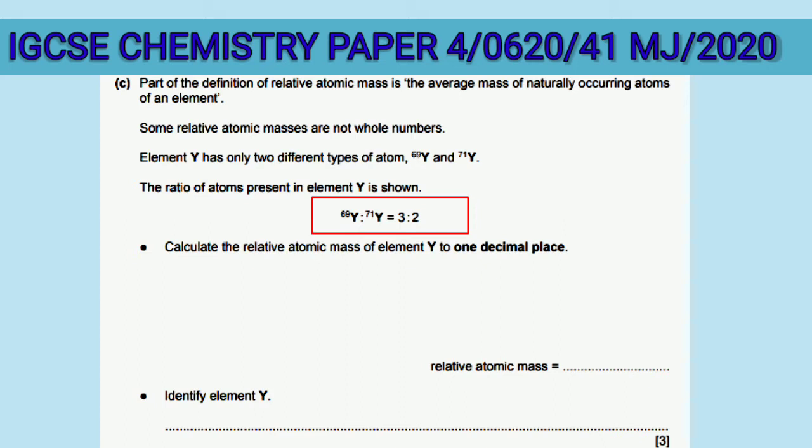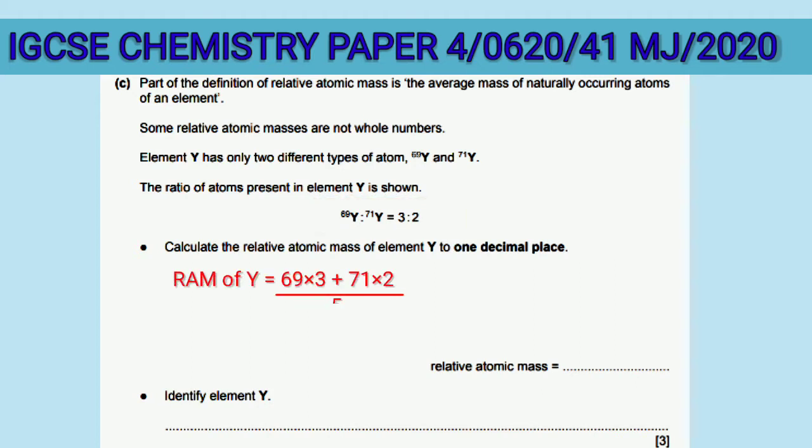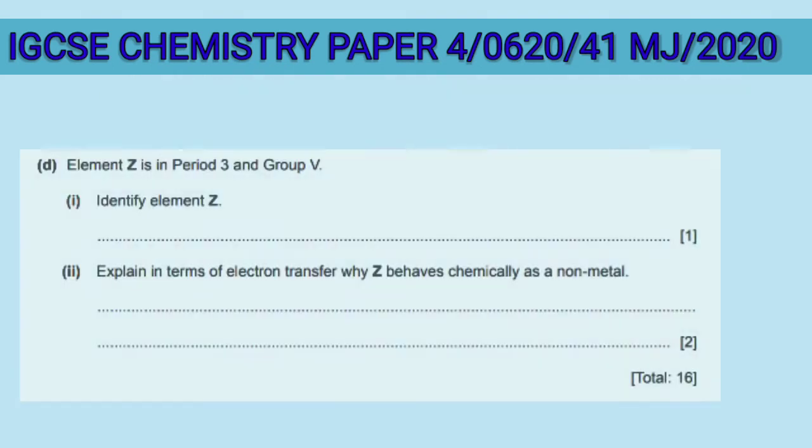So RAM of Y will be 69 times 3 parts plus 71 times 2 parts divided by total parts, that is 5. This on calculation comes to 69.8. So relative atomic mass of element Y is 69.8. Next, we are asked to identify element Y. It is gallium.